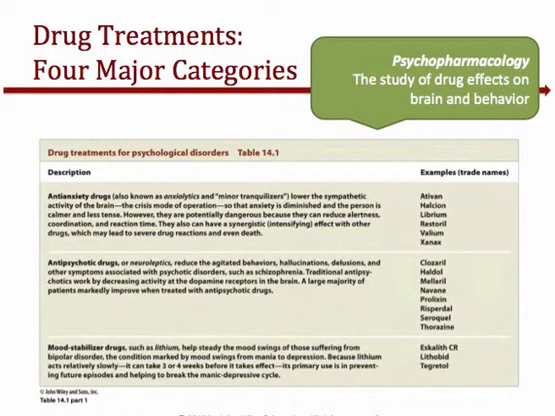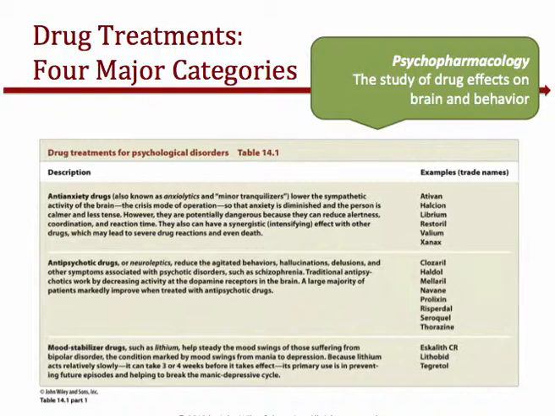The first major class are called anti-anxiety drugs, which are more often known as anxiolytics or minor tranquilizers. These essentially are most often used to treat anxiety, but they're used to treat other things as well. They generally work by lowering sympathetic activity of the brain, which, as we talked about, is largely responsible for the physiological symptoms of anxiety, but they can also reduce alertness, coordination, and reaction time. Of course, anytime you're dealing with the use of a pharmacological agent such as a drug, you need to be aware of potential side effects and interactions.